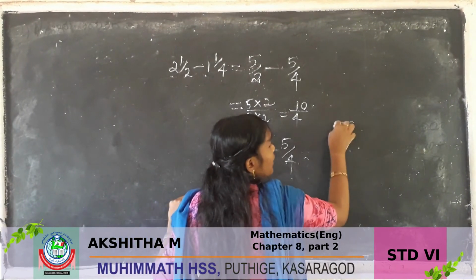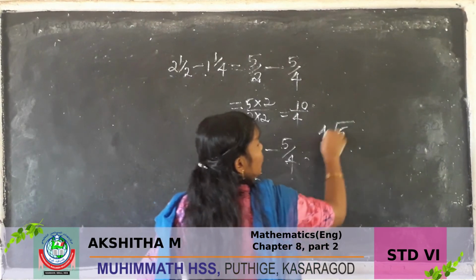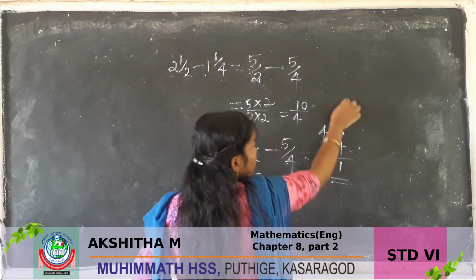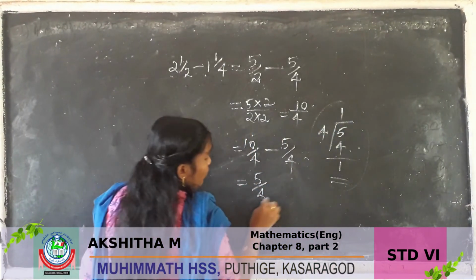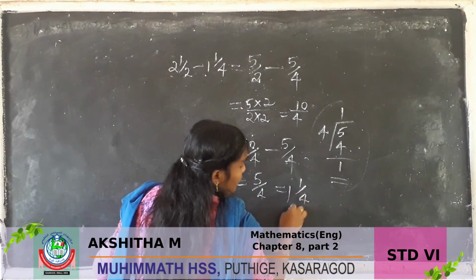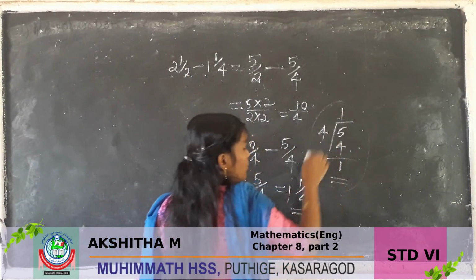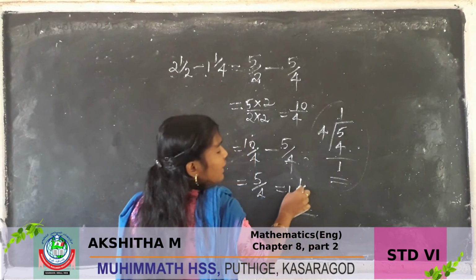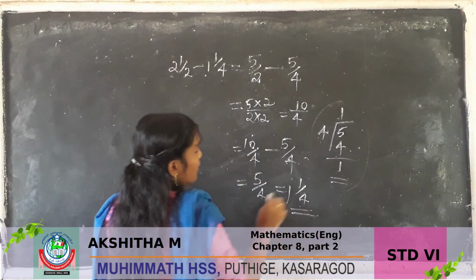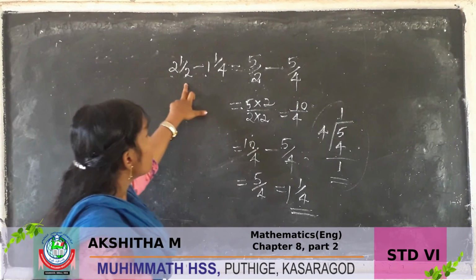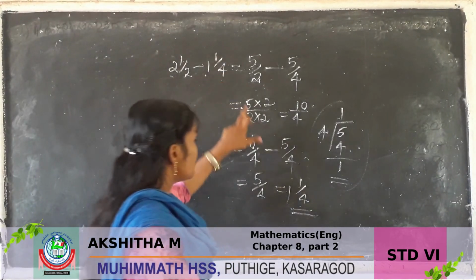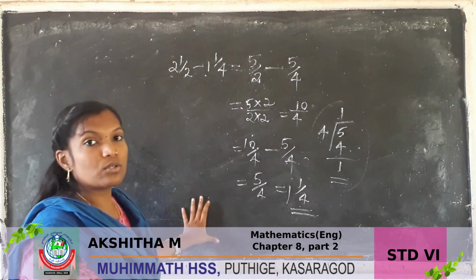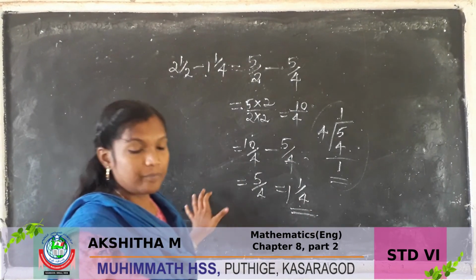So 5 by 4. 4 ones are 4, 5 minus 4 is 1. So we got here same answer, 1 by 4. This 1 is the quotient we should write here, remainder we should write here, and 4 we should write here. So 2 1 by 2 minus 1 by 4 is equal to 1 by 4. Like this also we can find out the answer.